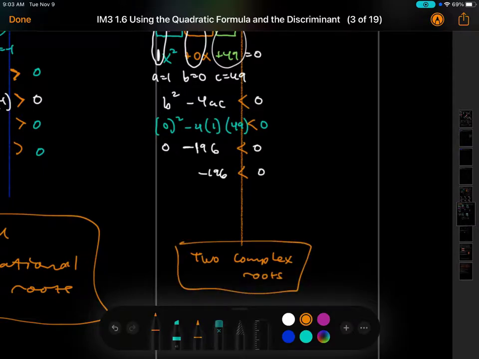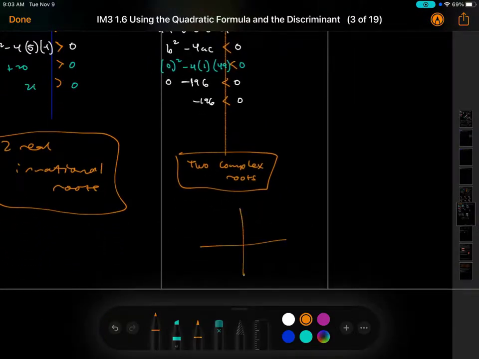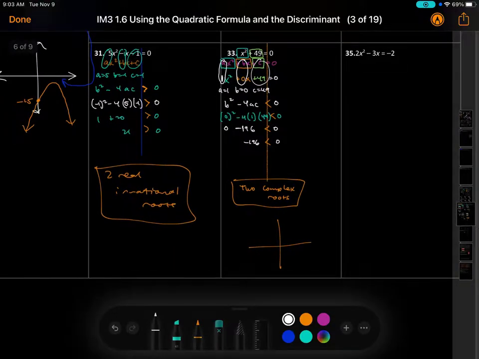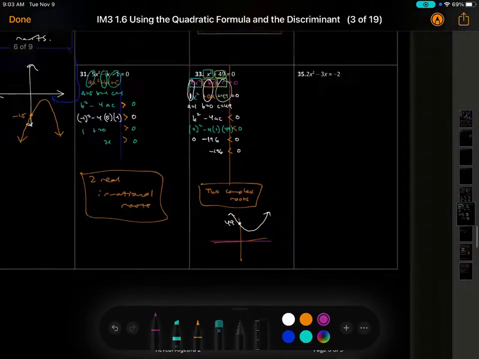Again, you can graph that really quickly, and I can just sketch it without the graphing calculator to show you. The c value is positive 49, so the graph has to go through there. And we know that's 2 complex roots, so it's never going to touch the x-axis. So it's going to look something like this. Does that make sense? The point is, is it crossing that pink line, the x-axis? It's not. It's complex. If it does cross it, then it's called real.